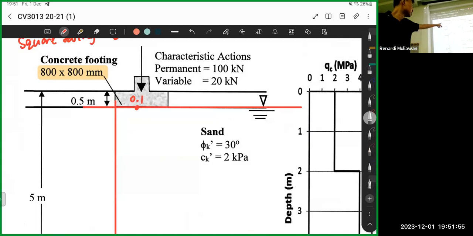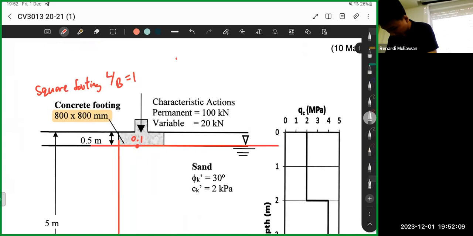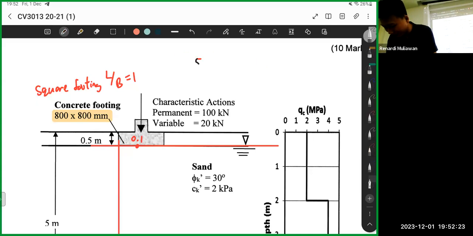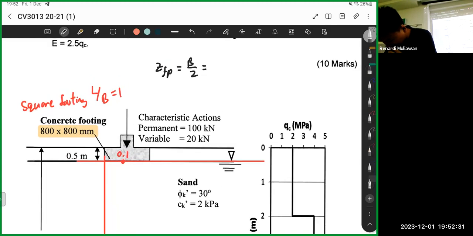Then we see ZFP first. ZFP, the Z is the depth, F is the foundation, I think P is the peak. So it happens at B over 2. B over 2 is 0.8 divided by 2, that's 0.4 meters. So first you need to find ZFP. ZFP is B over 2, so in this case it is 0.8 divided by 2, that's 0.4.